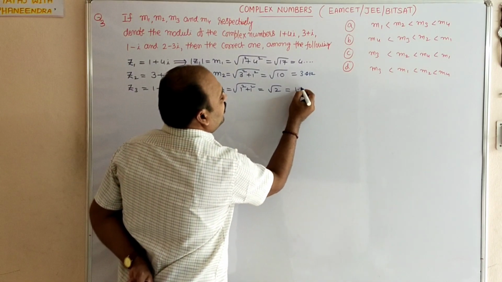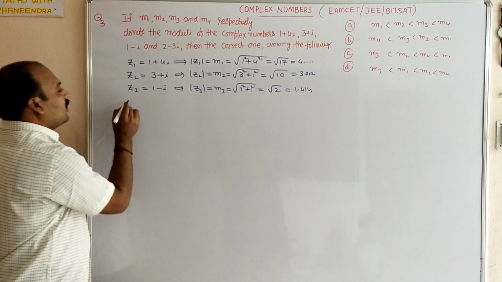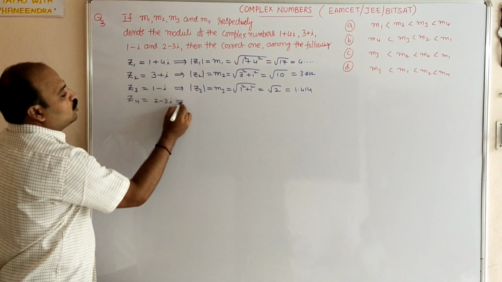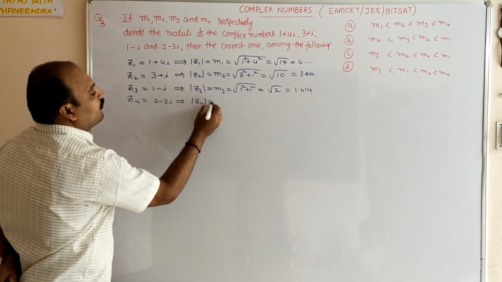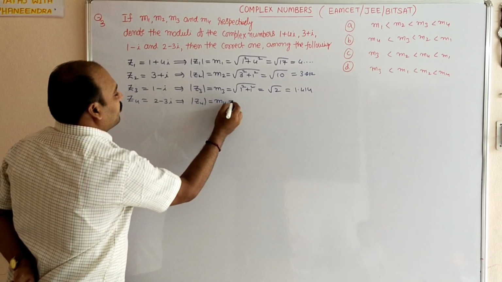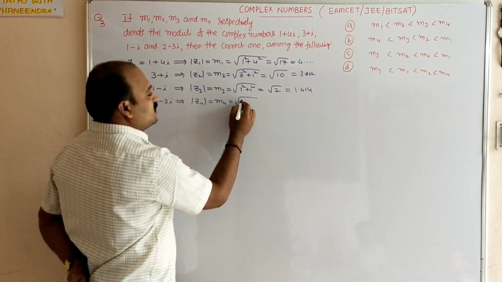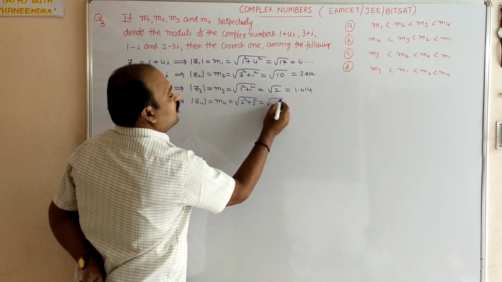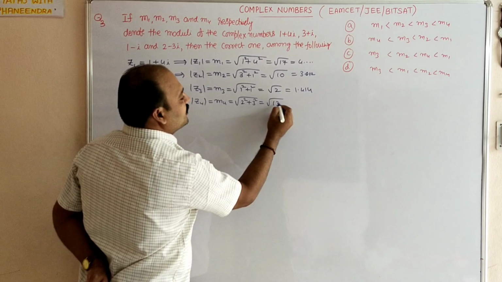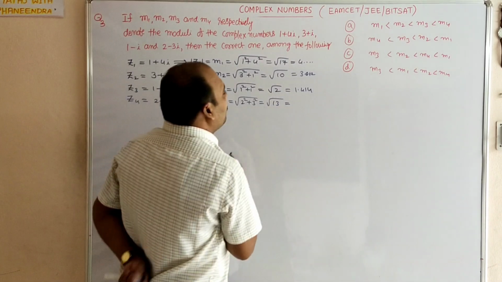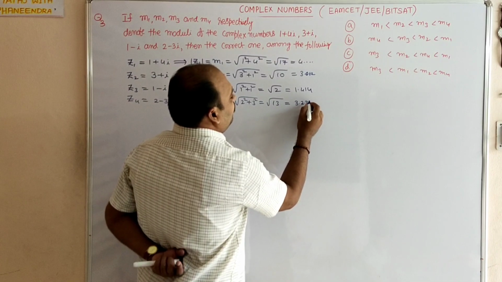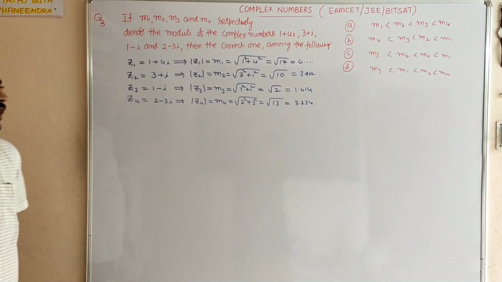Root 2 is 1.414. Next, Z4 is the last complex number, that is 2 minus 3i, whose modulus mod Z4 equal to M4, root of 2 square, that means 4, plus minus 3 whole square, that is also 3 square, root 4 plus 9, that is root 13. Root 13 is also nearby the value 3.6 like this it will come, that is a nearby value.